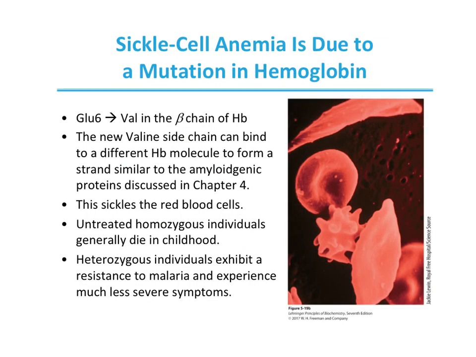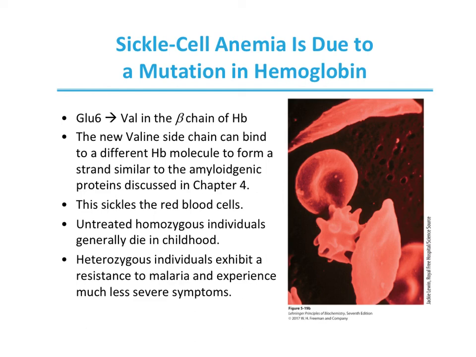The final topic is sickle cell anemia, which is due to a mutation in hemoglobin. In sickle cell, a glutamate residue is switched to a valine residue in the beta chain of hemoglobin. And the new valine side chain can bind to a different hemoglobin molecule to form a strand similar to the amyloid proteins that we discussed in Chapter 4. This sickles the red blood cells.